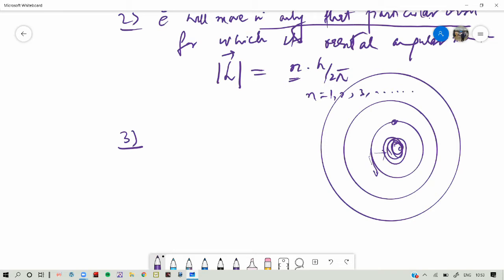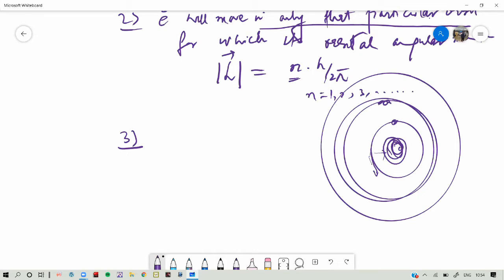But Bohr proposed that this is not true. In spite of its accelerated motion, the electron does not radiate electromagnetic energy while moving in an allowed orbit. Those orbits where the electron will move are called allowed orbits. In those allowed orbits, no energy will be radiated. For example, if the electron is moving in this particular orbit, it will not radiate any energy while it is in this orbit.